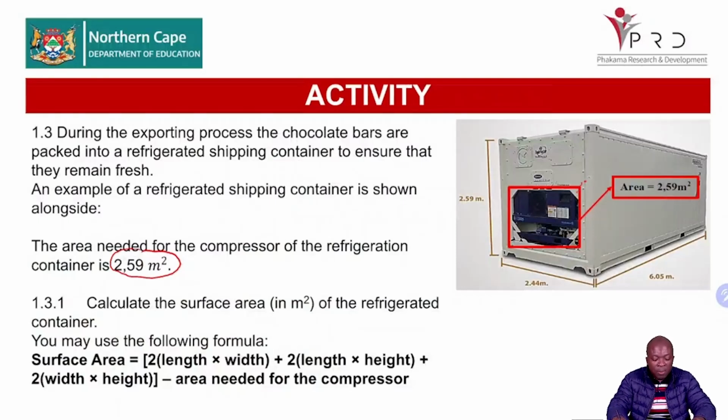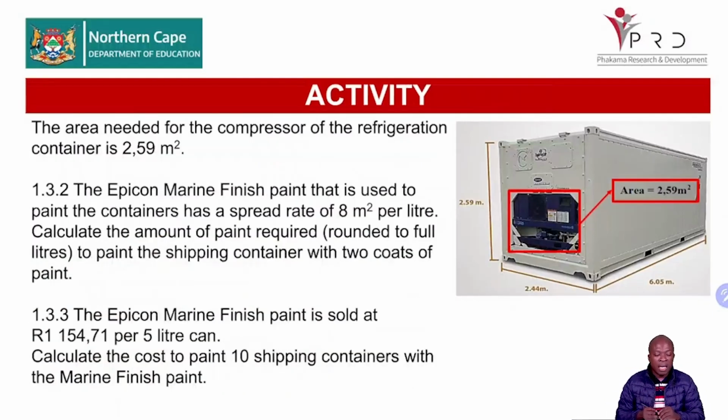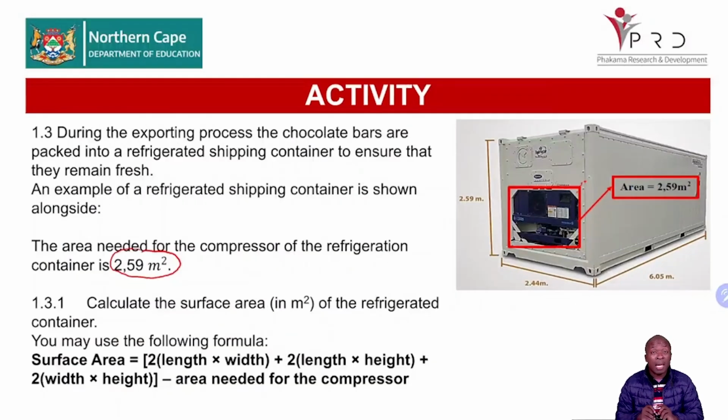1.3.1. Calculate the surface area in meters squared of the refrigerated container. You may use the formula: surface area equals 2 into bracket L times width, plus 2 into bracket L times height, plus 2 into bracket width times height, minus the area needed for the compressor. Remember, the compressor is the machine which runs and keeps the whole item cool. So here you have work to do, and I hope that you get it correct.